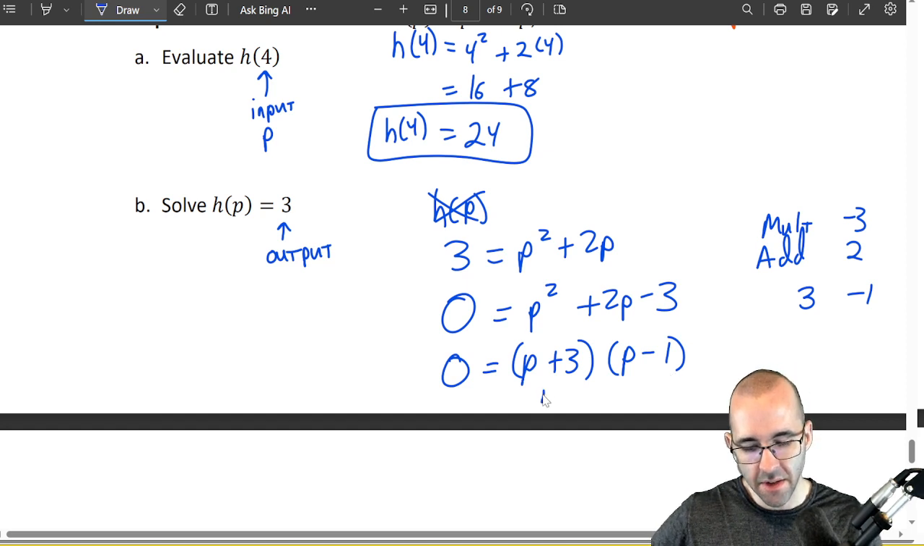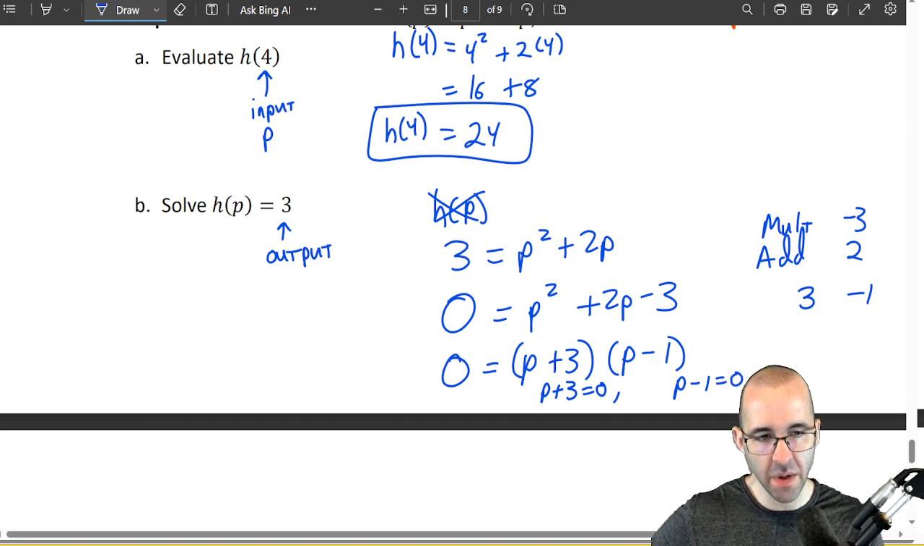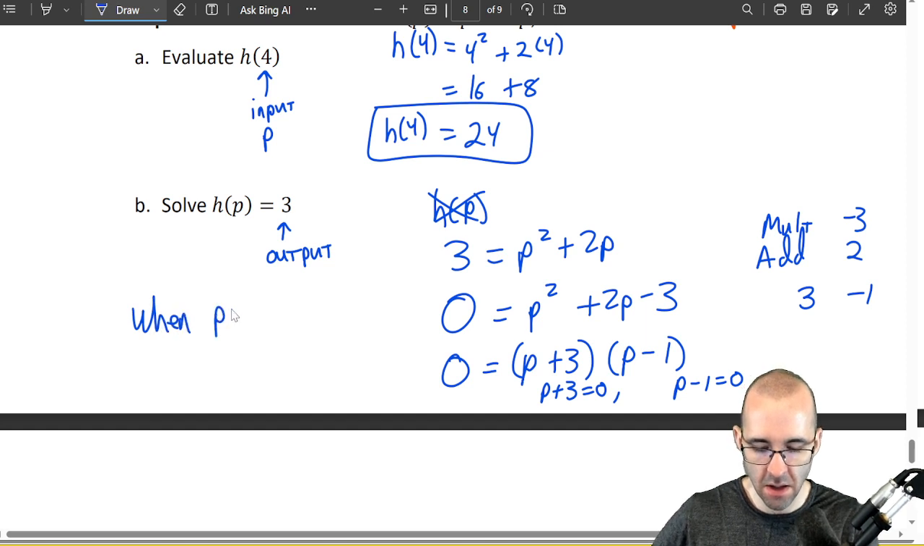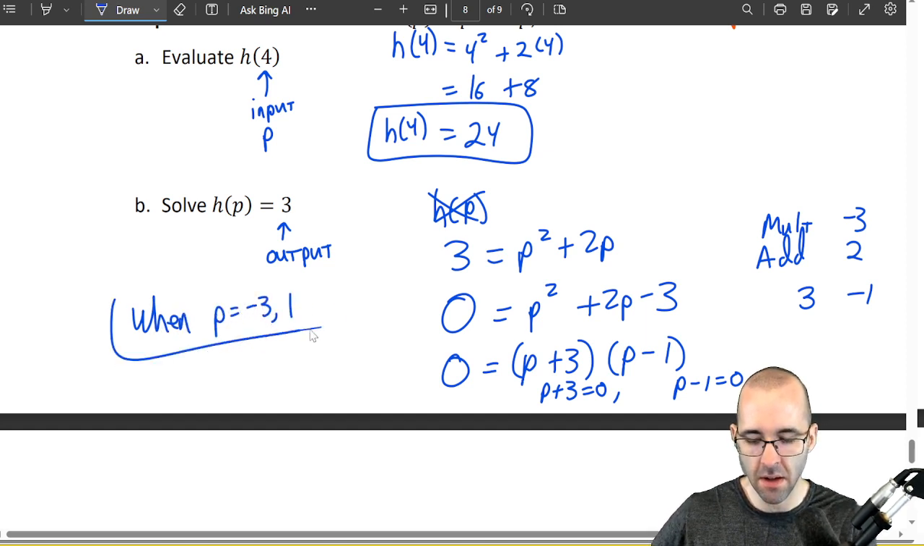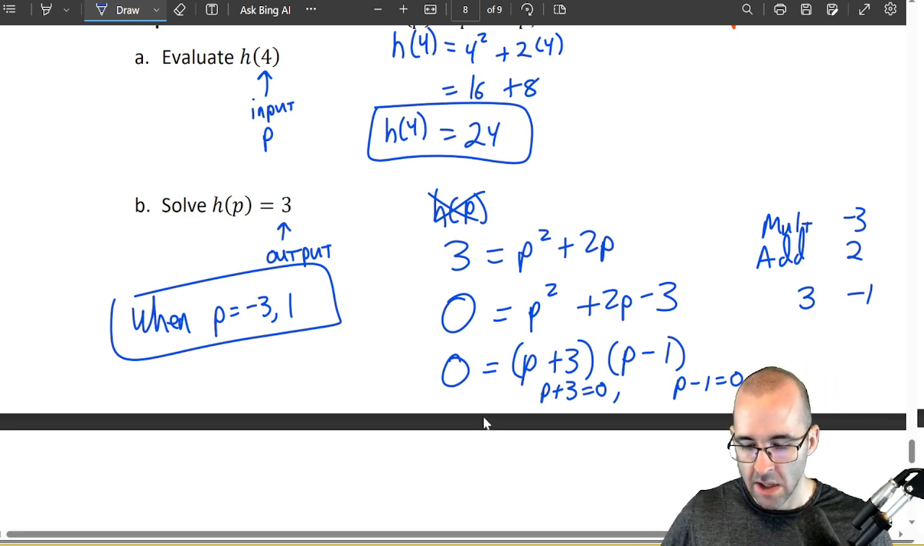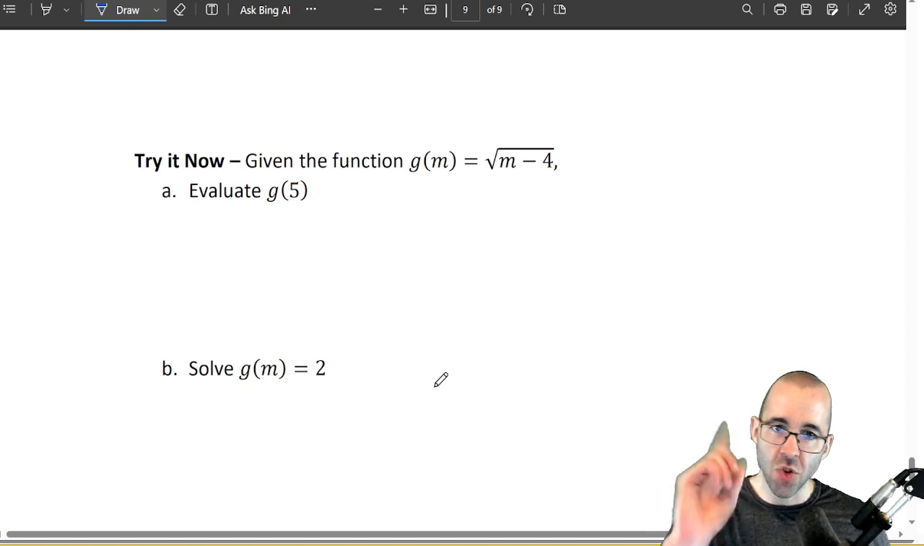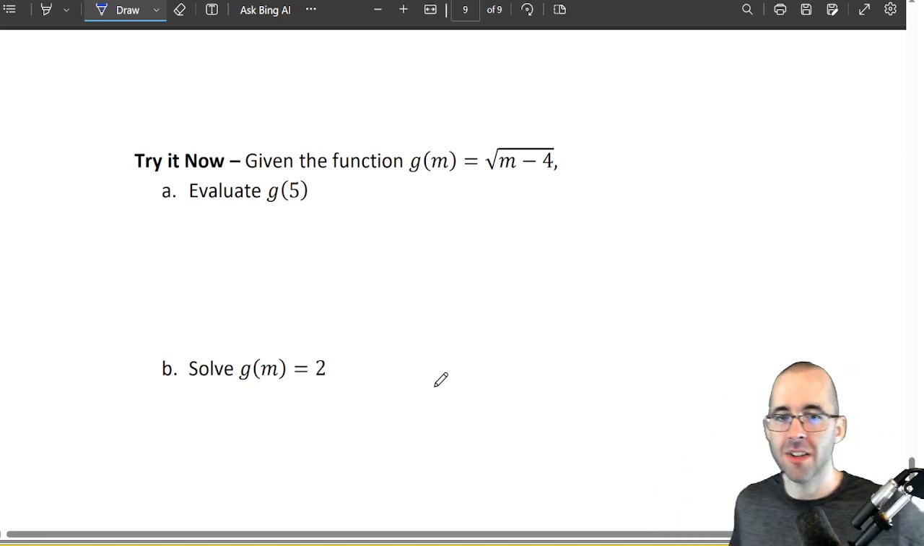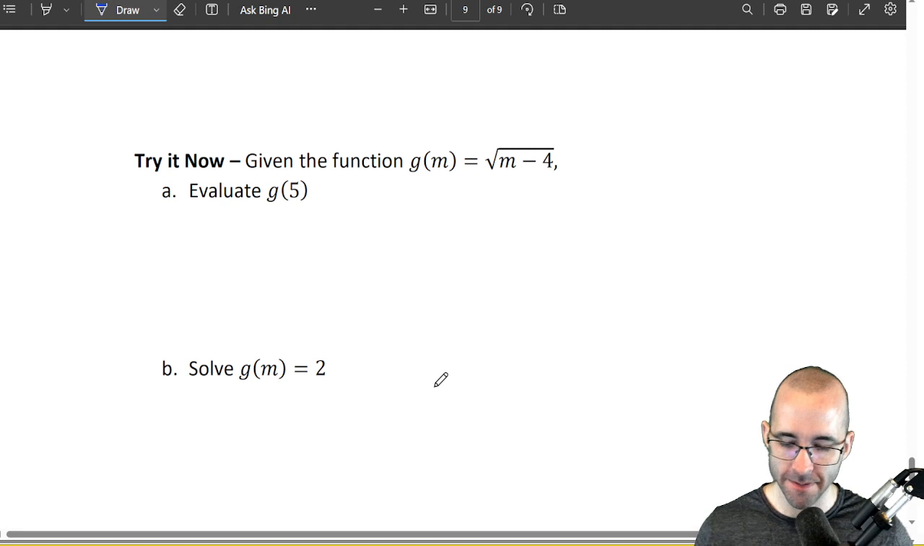That gives us that this is true when p plus 3 is 0, and when p minus 1 equals 0. We'll do a little bit more review on this in chapter 4. So p is going to be -3 and +1. And again, as we really get more into solving quadratics, I can provide some extra resources if this is fuzzy for you. Quadratic formula also works. All right, and that's it. Go ahead and try the try it now part, see how you do, and we can go through it together afterwards.